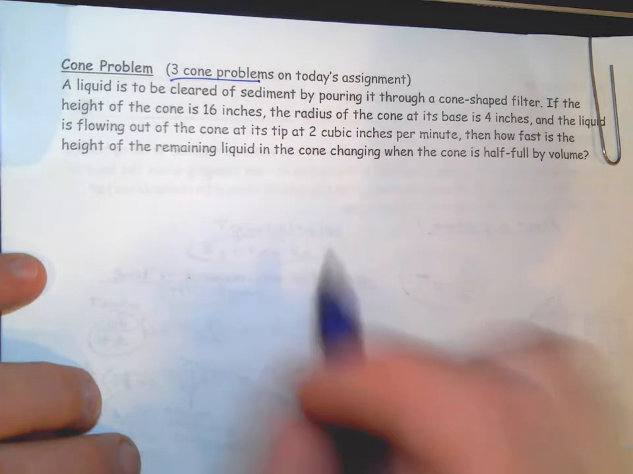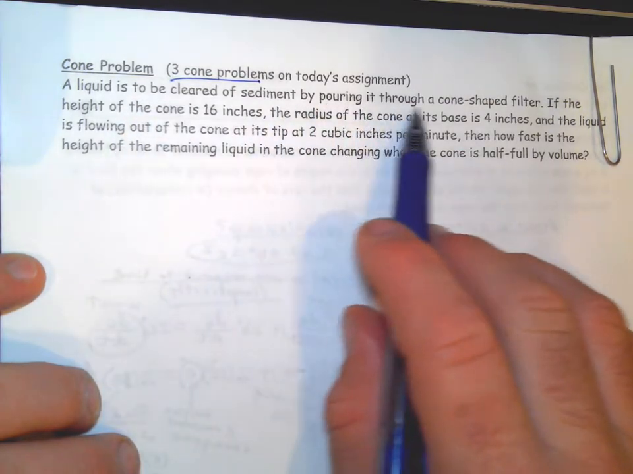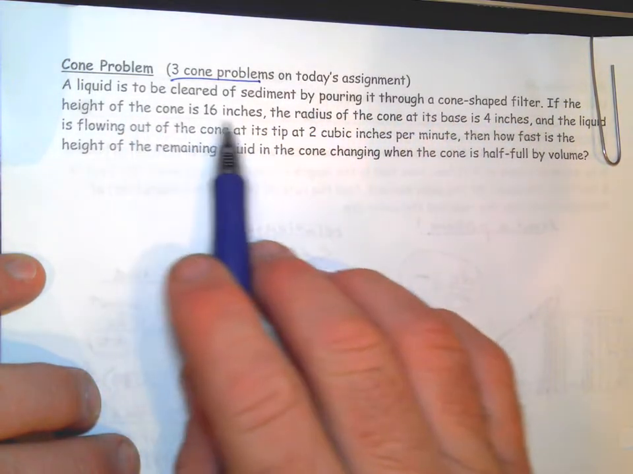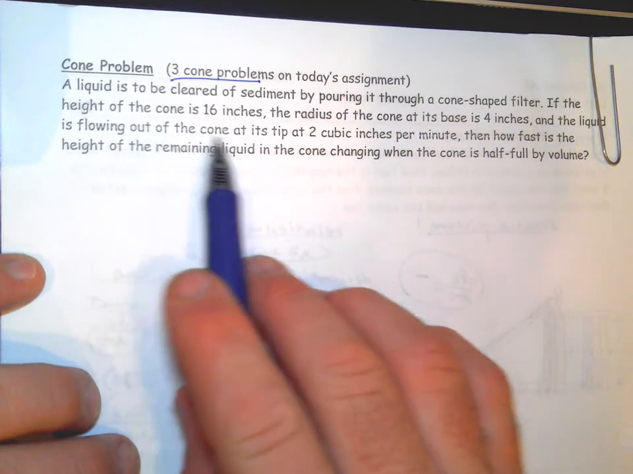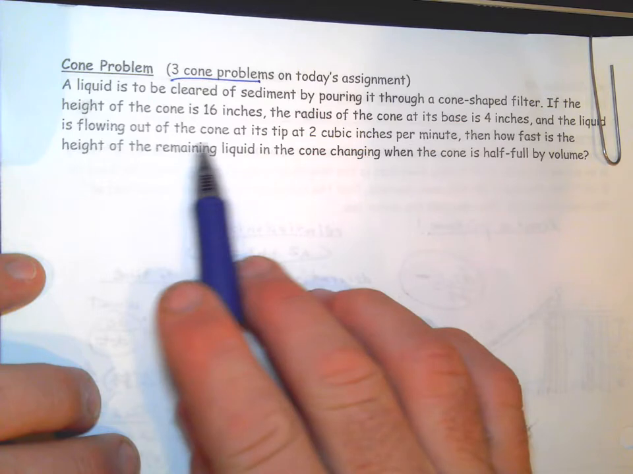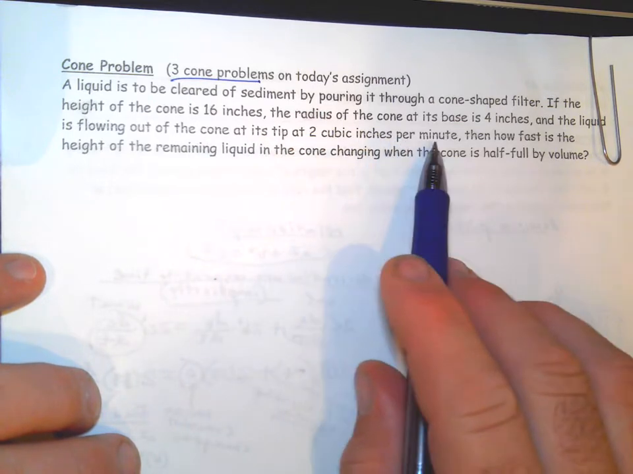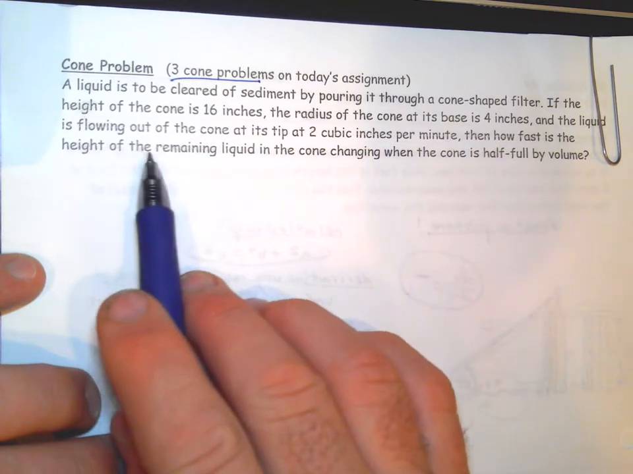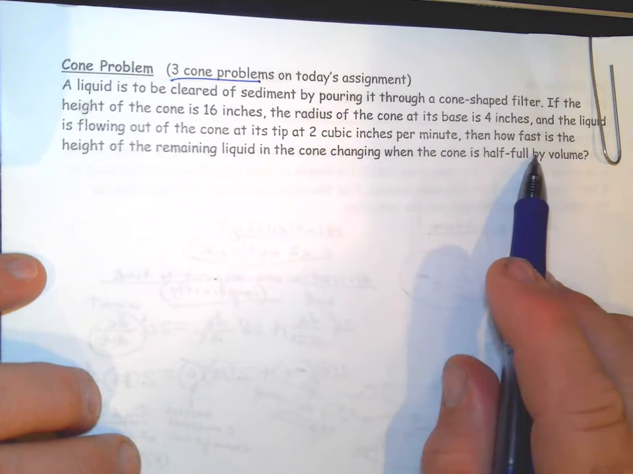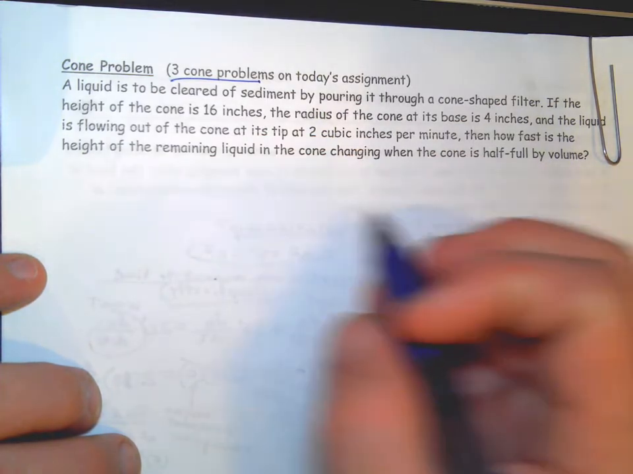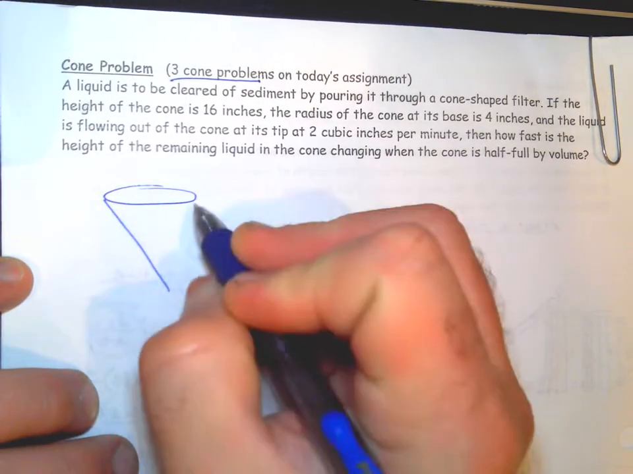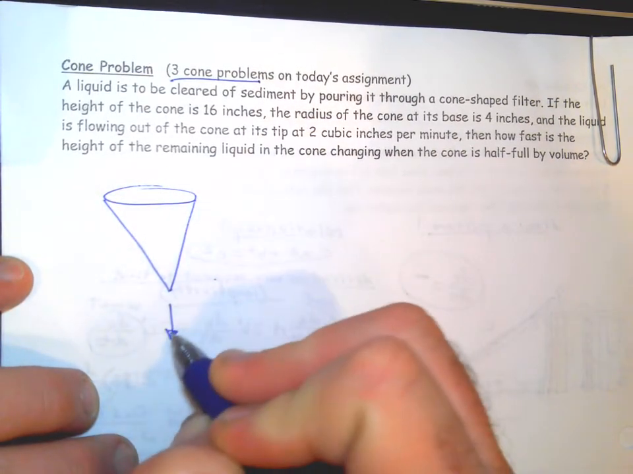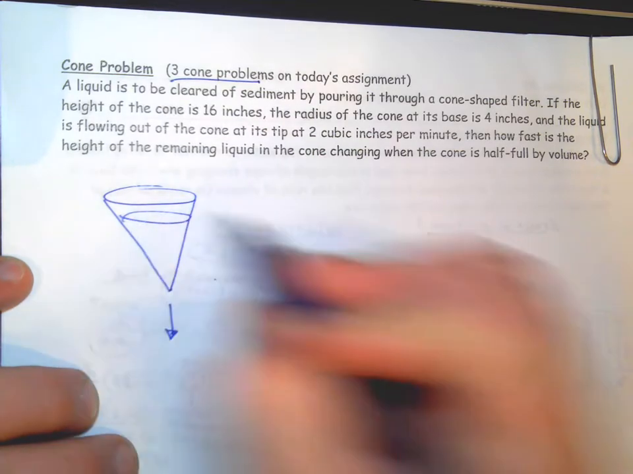So this one says a liquid is being cleared of sediment by pouring it through a cone-shaped filter. If the height of the cone is 16 inches, the radius of the cone at its base is 4 inches, and the liquid is flowing out of the cone at the tip at 2 cubic inches per minute, then how fast is the height of the remaining liquid in the cone changing when the cone is half full by volume? So we want to draw a picture. It's an upside down cone, and stuff is pouring into it and coming out the tip.